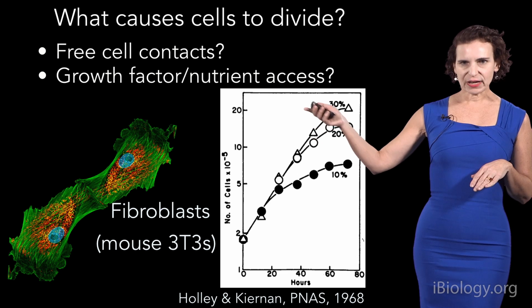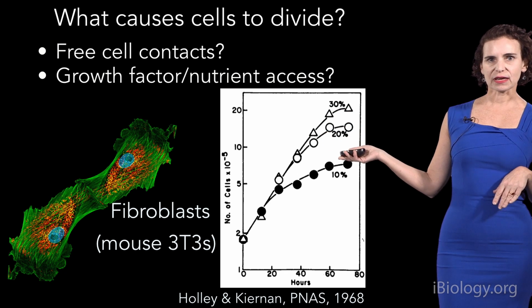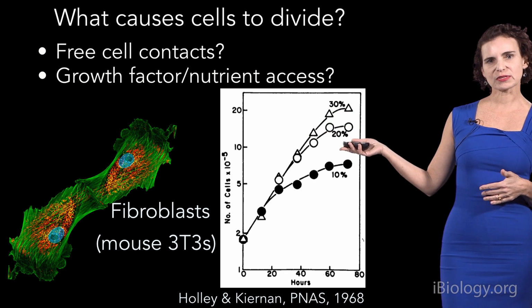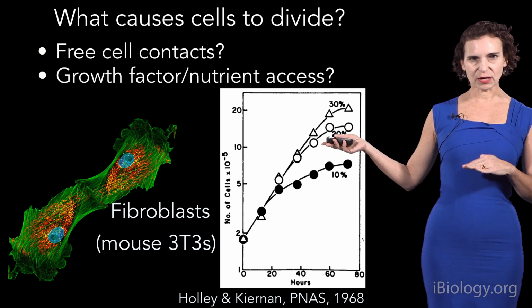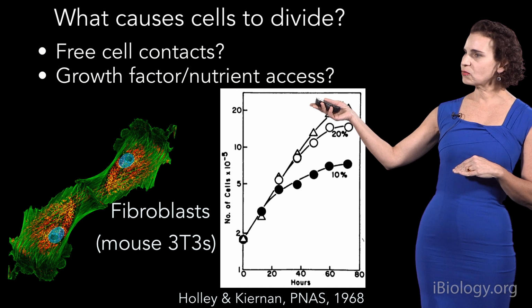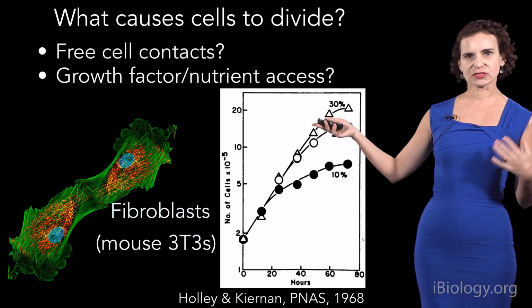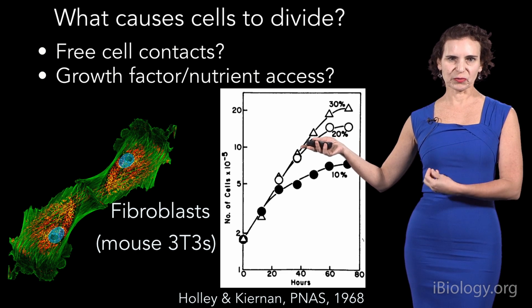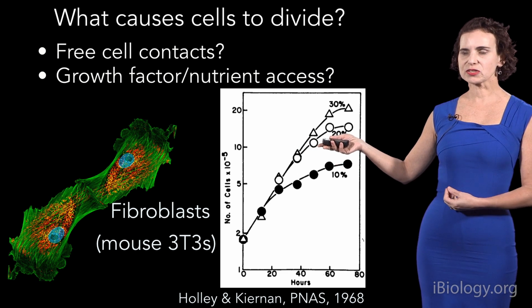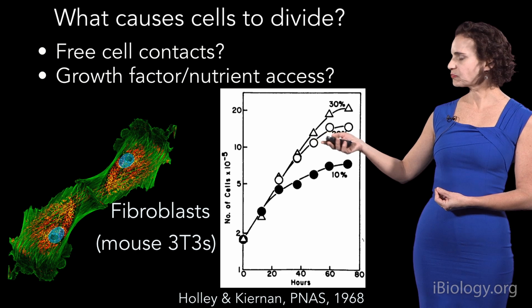So these two factors have really been critical in our thinking about how cells may control cell division. When they come in contact with each other, they would normally stop dividing, but their access to growth factors has also been very important. And this is true in the cancer world too, when we think about growth factor regulation of cell division in cancer.